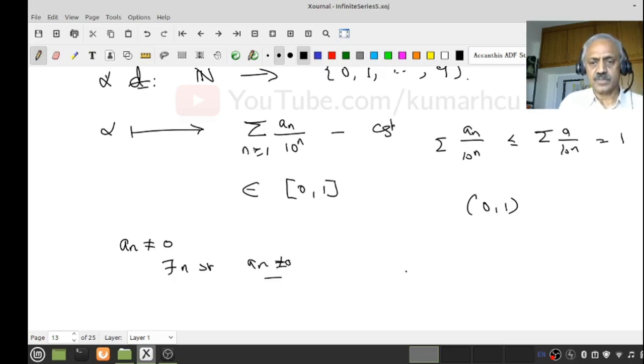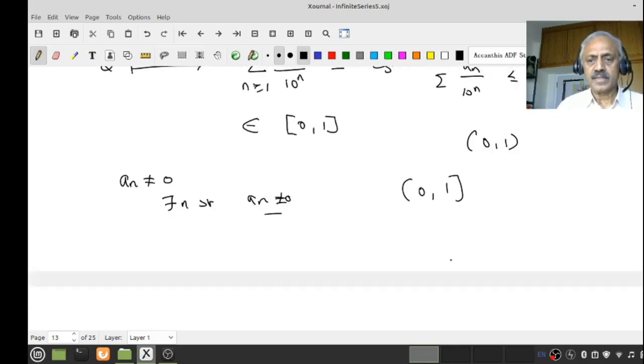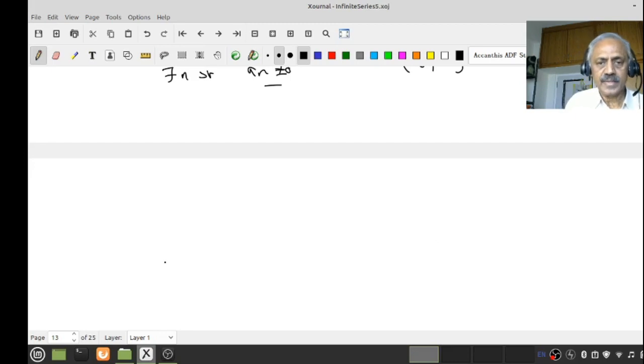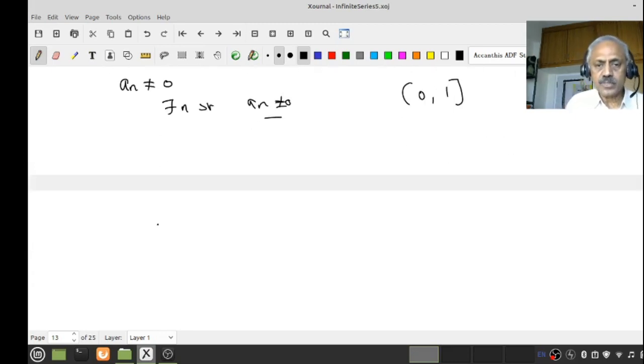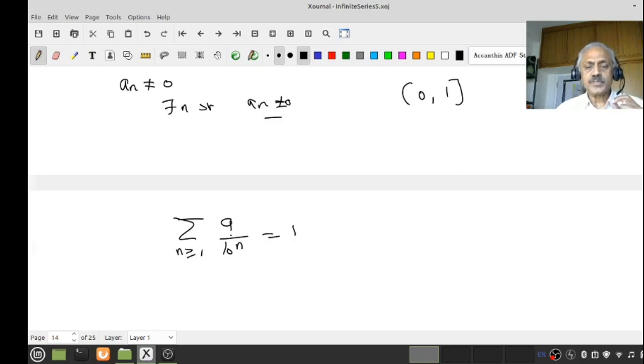That's the first assumption. Then I would like to say it has to be close to 1. And this one also I want to say it cannot happen. Why? Because it has to happen, what should happen? So the only way it can happen is 9/10^n. This will be 1.